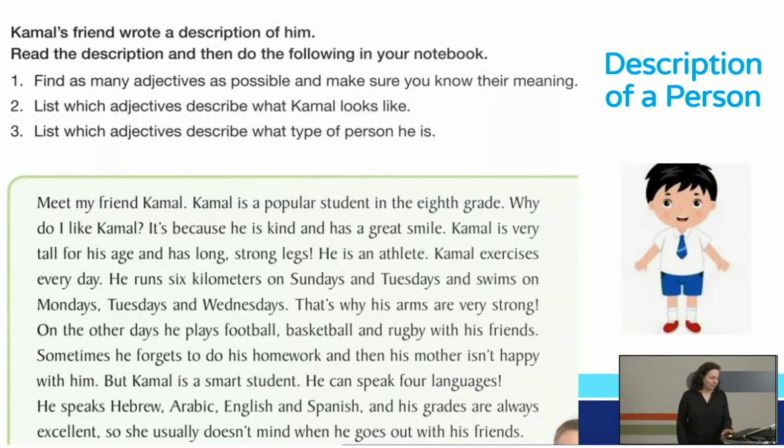And has a great smile. He smiles a lot. Kamal is very tall for his age and has long, strong legs. He's an athlete. He plays sports. Kamal exercises every day. He runs 6 kilometers on Sundays and Tuesdays and swims on Mondays, Tuesdays and Wednesdays. That's why his arms are very strong. Kamal is very strong.